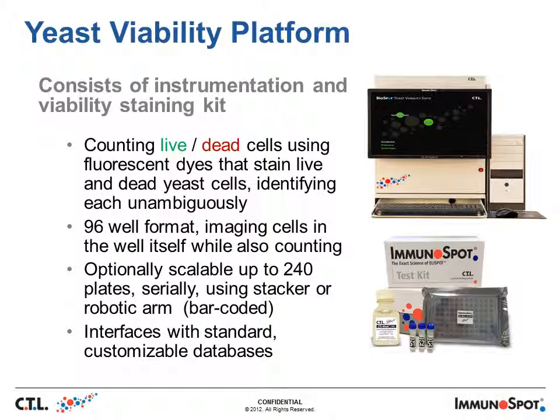The CTL Yeast Imaging Platform consists of the device, or the analyzer for determining cell counts, and the viability staining kit containing all the necessary reagents. With this system, you can easily image and count live and dead yeast cells using fluorescent dyes. This is performed in a 96-well format, introducing high throughput analysis, and no transfers are required as cells are counted in the wells itself. This system can be scaled up to scan multiple plates serially using either a stacker or a robotic arm. This data can then be exported to any database of choice.